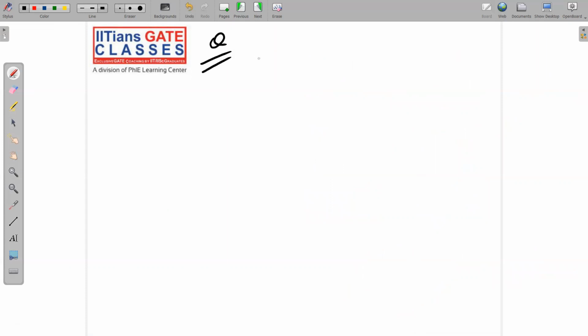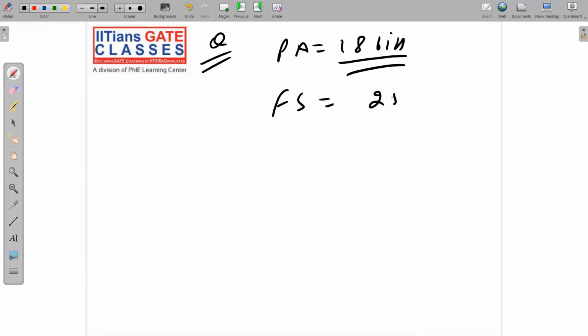Another question. Physical address is of 18 bits. Frame size is 256 bytes. And they want to find the size of entry.